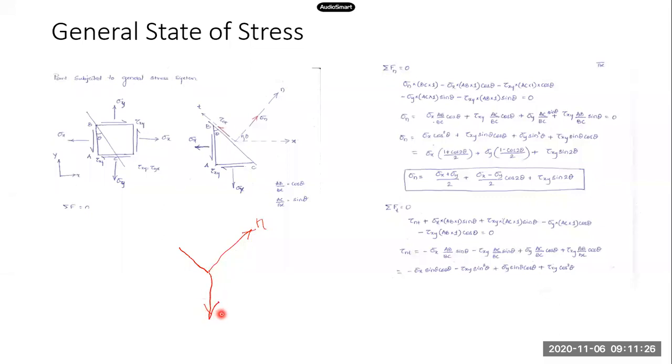That is the sign convention you are taking here. So this is the vertical force due to sigma y into AC into one, right? And here this angle is theta, so this will clearly be 90 minus theta here. So the component along this n direction due to sigma y will come out to be this into sine theta over here.